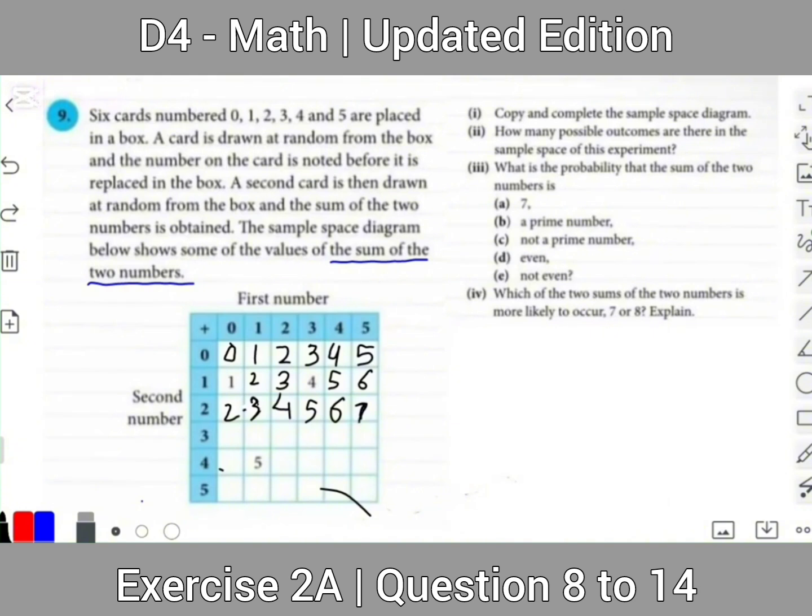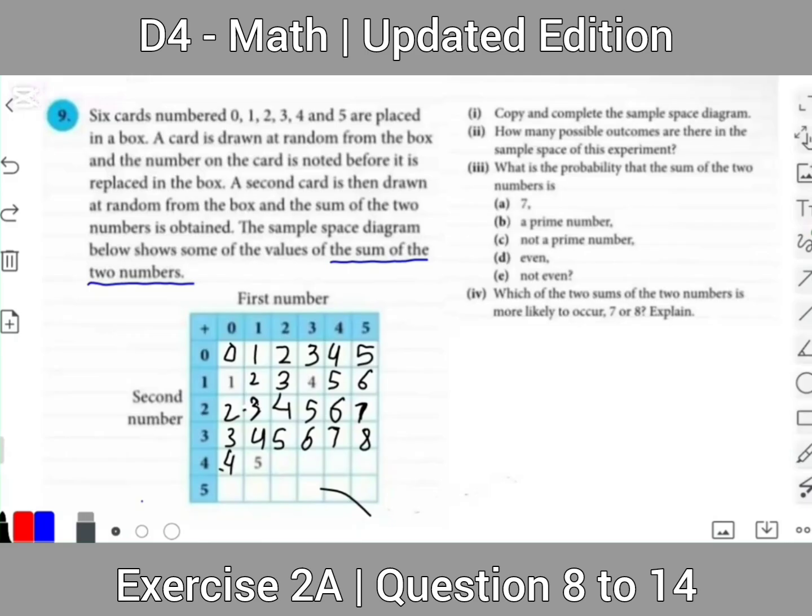Now, 3 add 0 is 3. 3 add 1, 4. 3 add 2, 5. 3 add 3, 6. 3 add 4, 7. 3 add 5, 8. 4 add 0, 4.